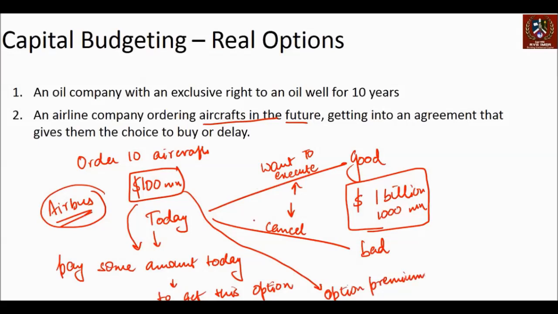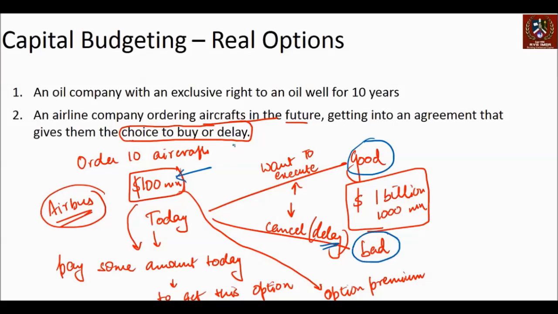In a sense, instead of canceling, you could also delay the orders. So I will not execute this order now, I will execute it after 5 years. This option of paying $100 million today can give them a choice to buy or delay. In case the market is good, they're okay leaving their $100 million. They don't care. That's the premium foregone. That's like a protection they'd bought. In case the market ends up being bad, they can delay the decision. They can say, we will now order these aircrafts after 5 years. And that's another example of a real option, right?